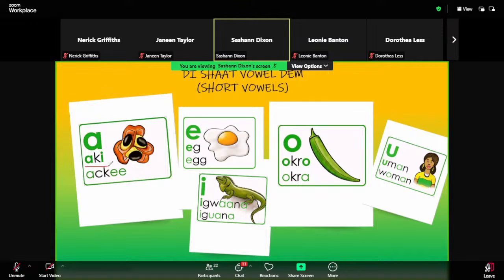The other vowel, the E, also in the word accept, the short E sound. In this case, egg, the first vowel sound that you hear in the word egg. Egg. Accept. Okay? Another one, I. The short I sound. And that's the first sound you hear in a word like iguana. Iguana.